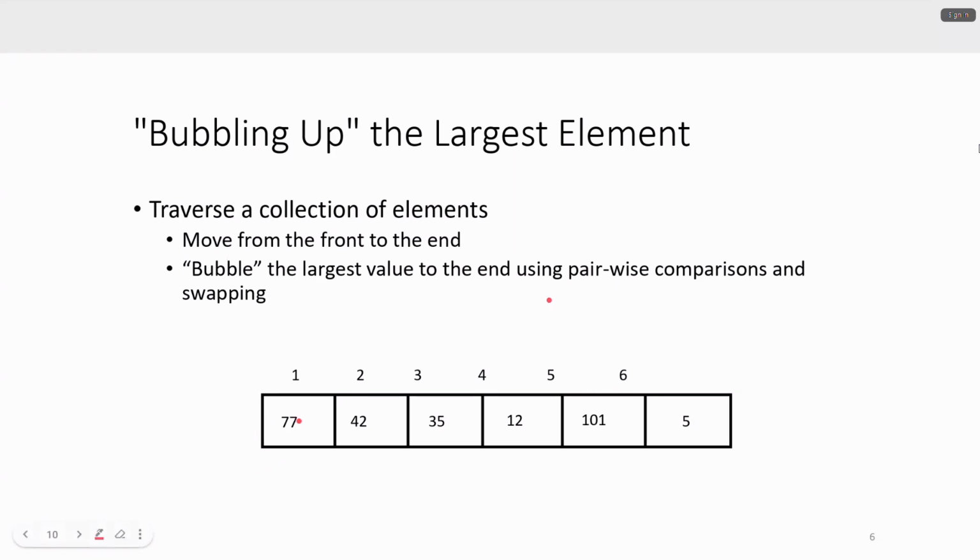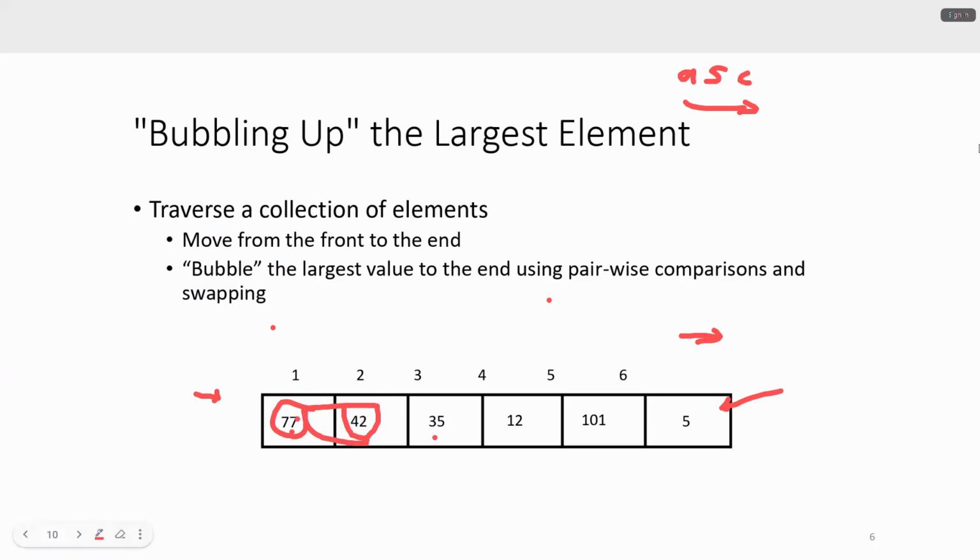Let's see. We have this array: 77, 35, and so on. We take two elements that are adjacent, the first two adjacent elements, 77 and 42. In this case we are sorting in ascending order. That means the smallest element will be at the very beginning, and the largest element will be at the very end. So how is this going to happen?